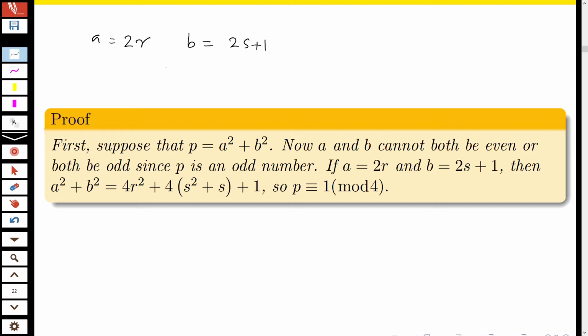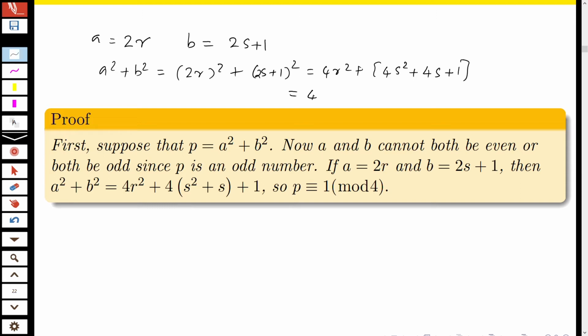Then a square plus b square is 2r the whole square plus 2s plus 1 the whole square. So this is 4r square plus 4s square plus 4s plus 1. So this is 4 into r square plus s square plus s, plus 1. So this is a multiple of 4 plus 1.